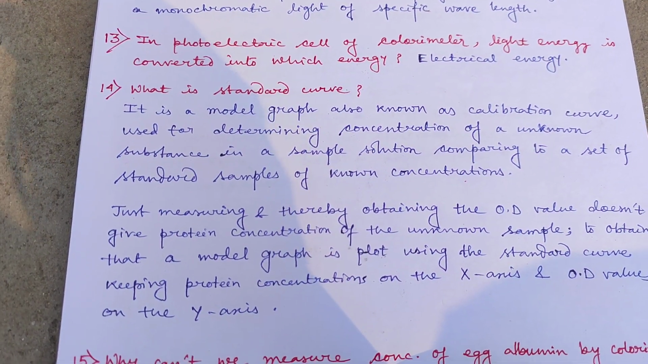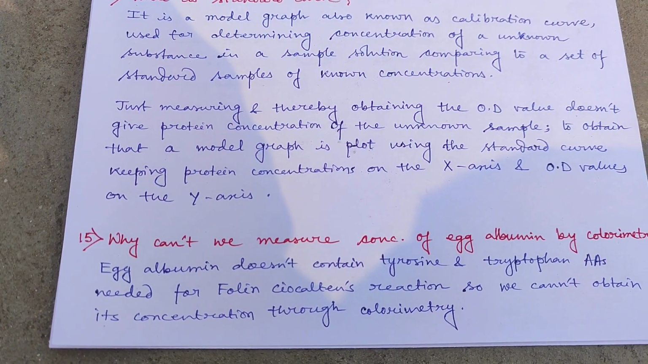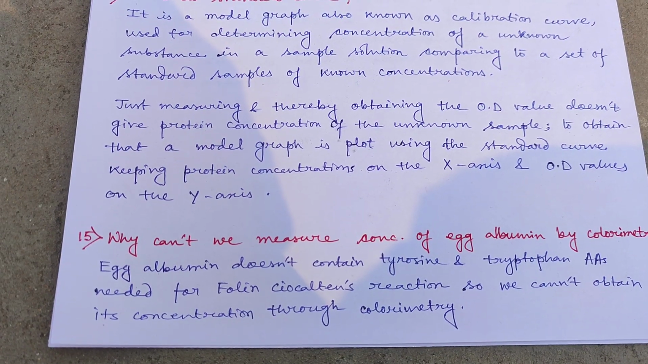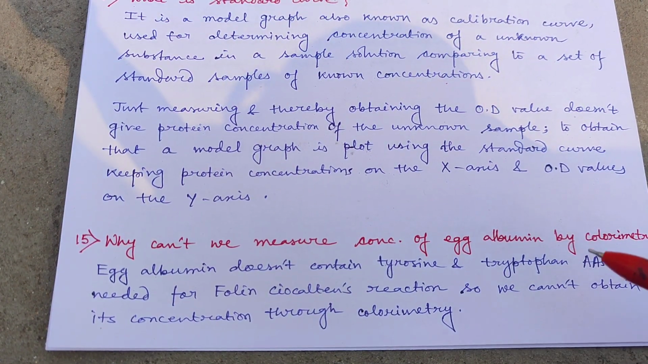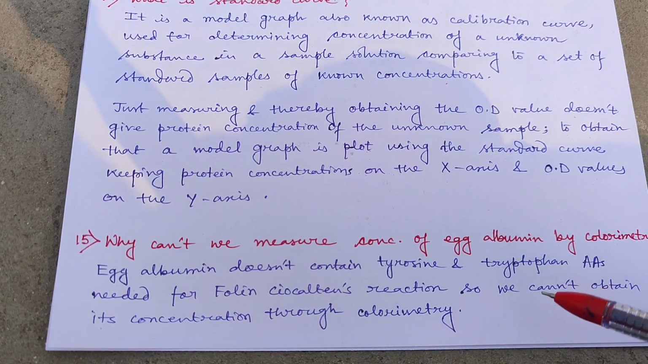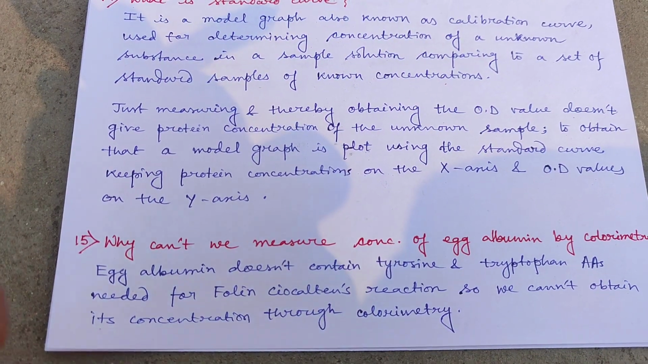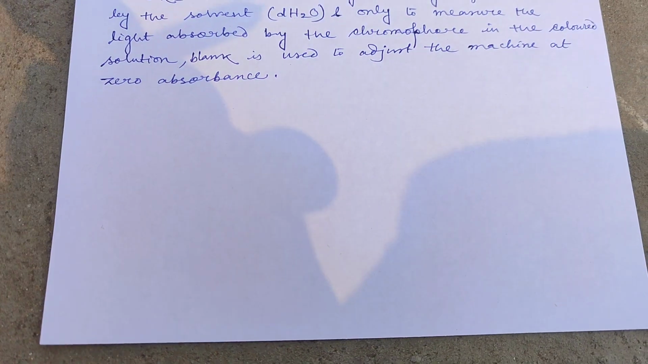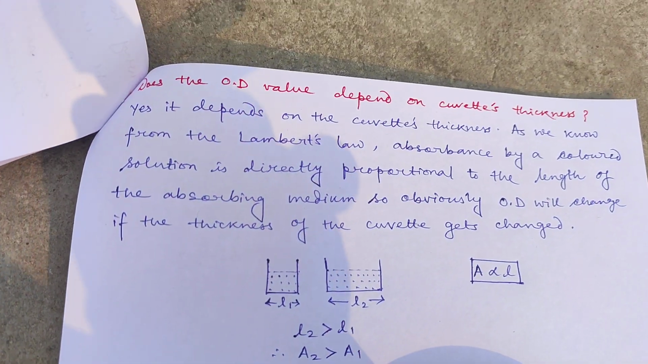Now coming to the next question. Why can't we measure the concentration of egg albumin by colorimetry? See, egg albumin does not contain tyrosine and tryptophan, which are needed for the reaction with Folin-Ciocalteu reagent. So obviously we cannot measure the concentration of egg albumin by colorimetric measurement.